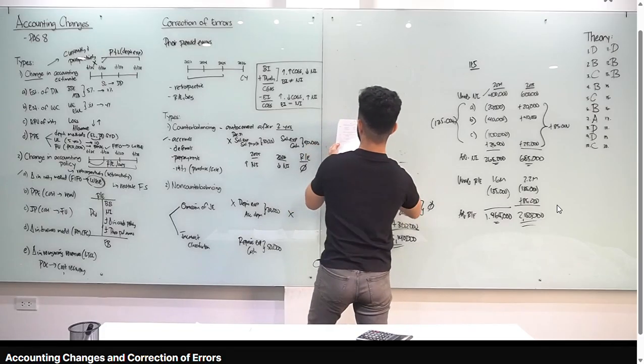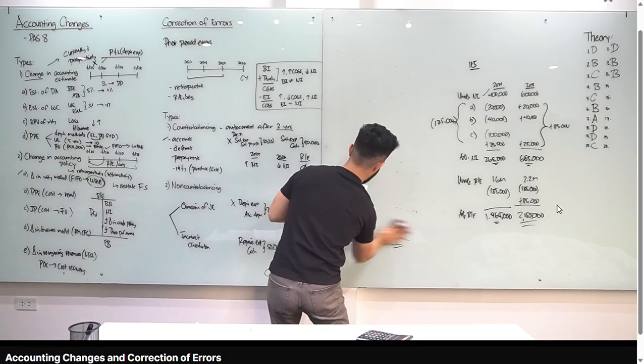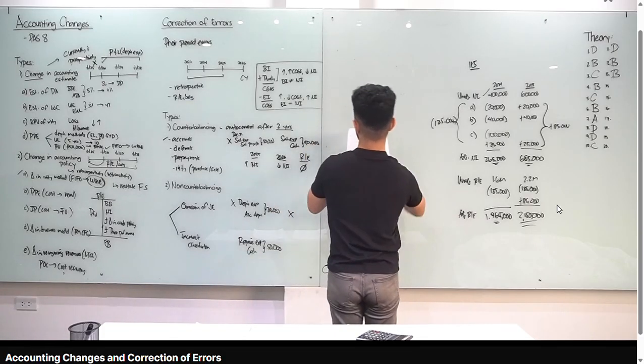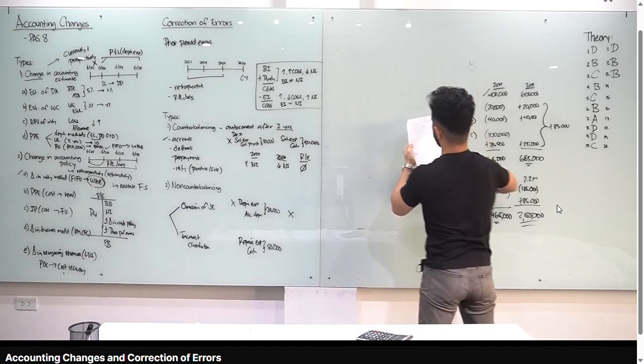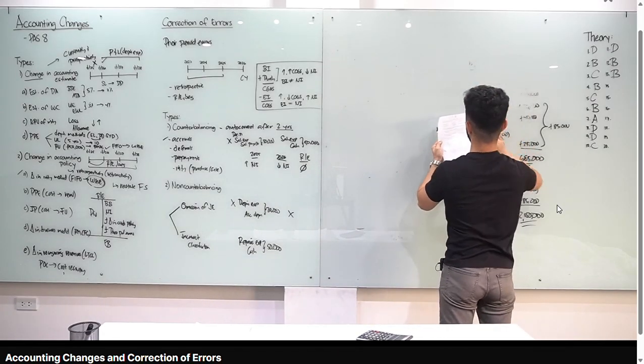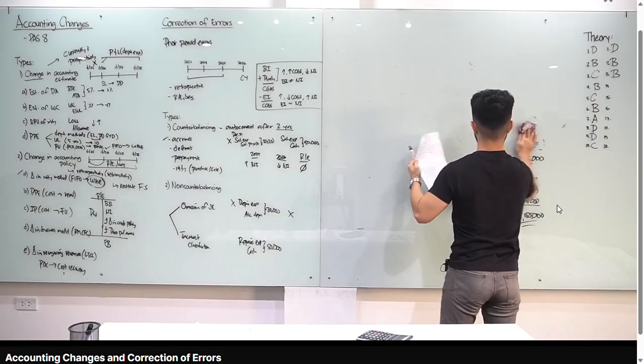First question, ignoring income tax, what is the total effect of the errors on net income in 2021? Question number 2, what is the net income for 2022? And question number 3, what is the retained earnings on December 31, 2022? Okay, so yun yung mga questions.